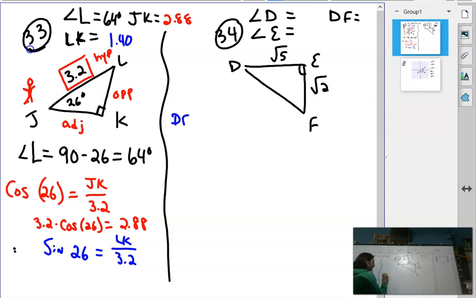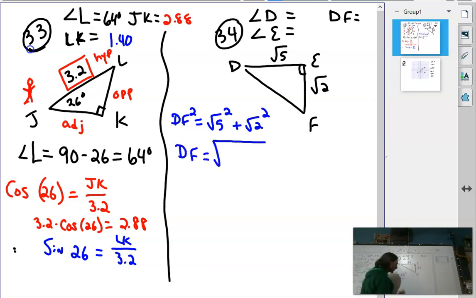DF squared equals square root of 5 squared plus square root of 2 squared. DF equals the square root. Square root of 5 times square root of 5 is 5. Square root of 2 times square root of 2 is 2. 5 plus 2 is 7. DF equals the square root of 7. That's pretty cool.